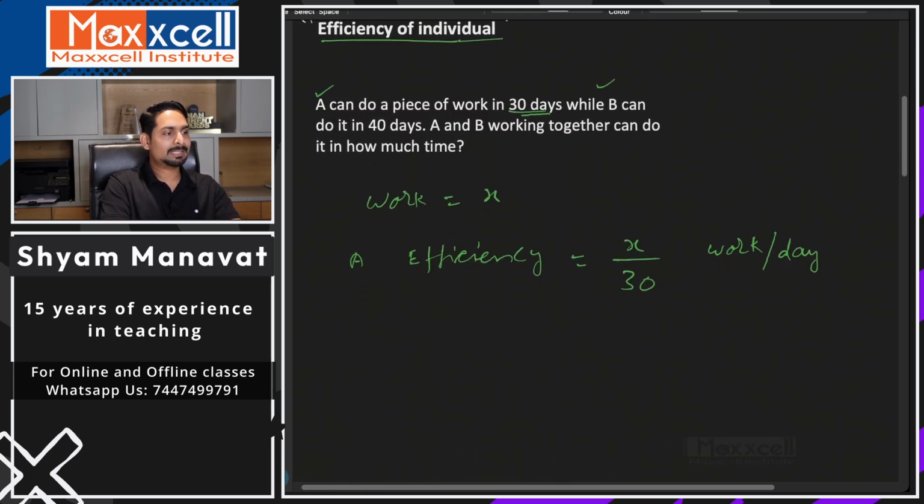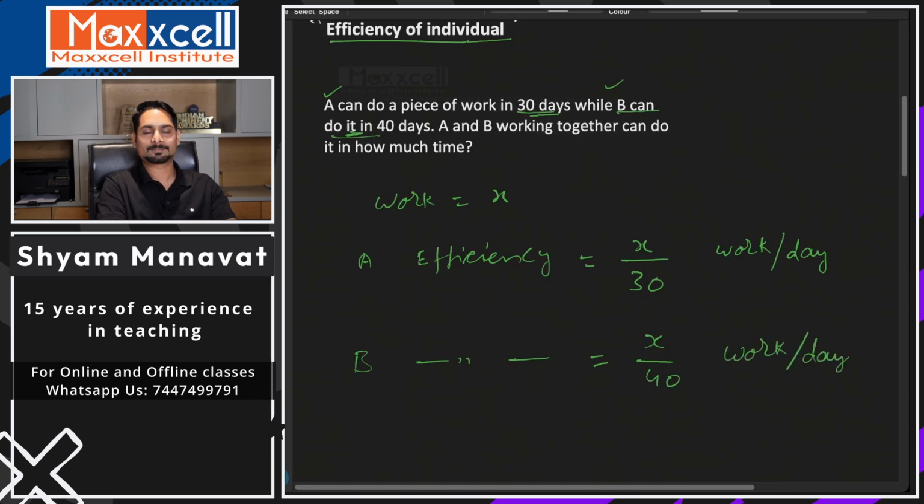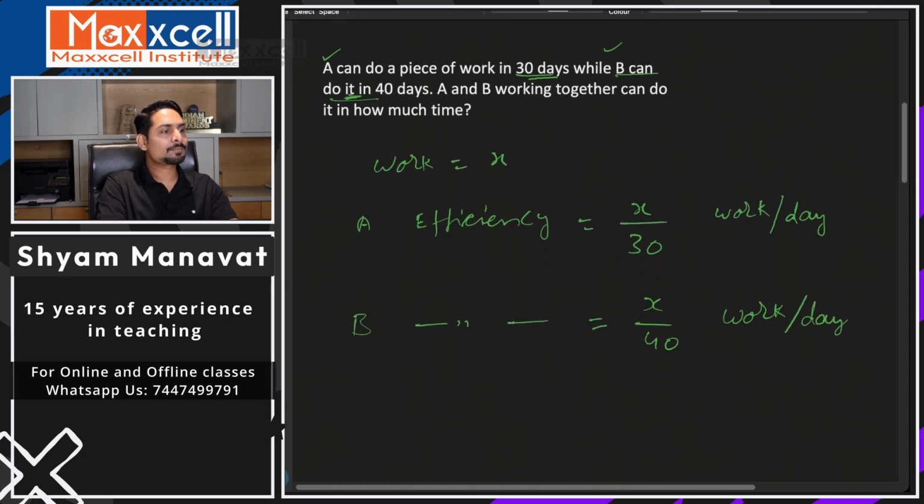Okay. Similarly, we'll find B's efficiency. B can do the same work in 40 days. So B's efficiency should be X upon 40, X upon 40 work per day. Alright. I hope this is also clear.